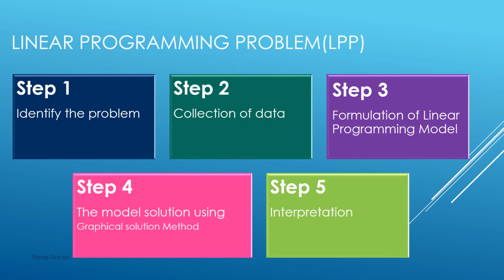When you get a problem in linear programming for your exam, the first thing is you have to identify the linear programming problem. To do so, a 5-step model is involved. First, you have to identify the problem. Secondly, you have to collect the data. Thirdly, you have to formulate the linear programming model. Fourthly, you have to find the solution, either by graphical or simplex method. And finally, you have to do the interpretation.